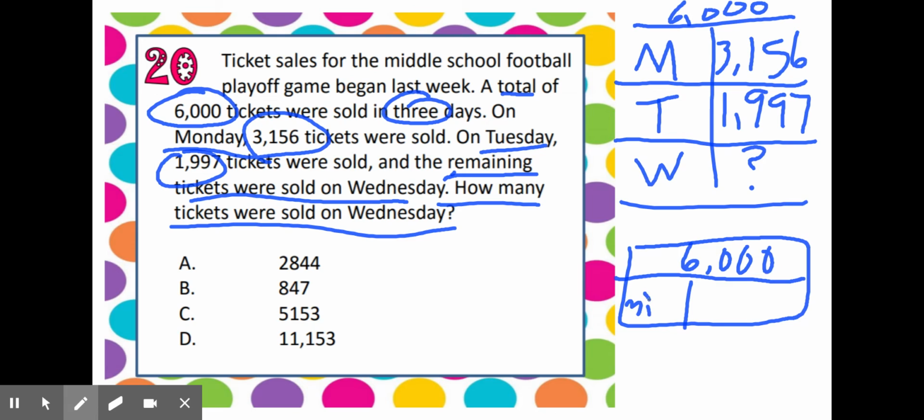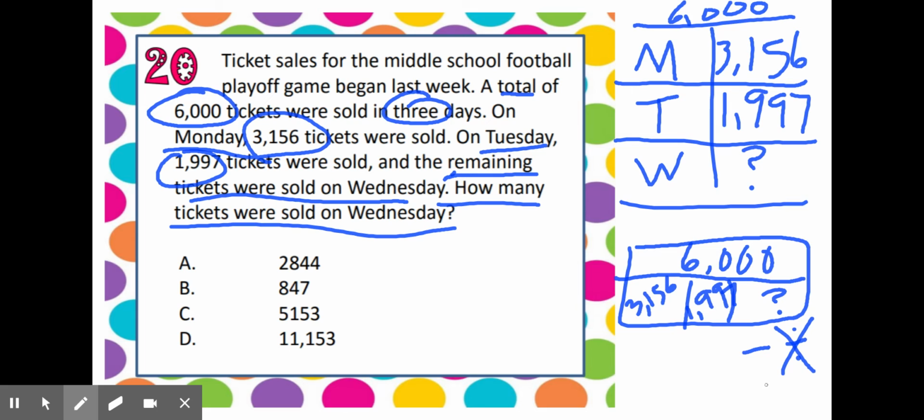Monday was 3,156. Tuesday was 1,997, and we don't know Wednesday. Now remember, anytime we have a strip diagram and we know the total and we're missing a part, then that's either a subtraction or a division strip diagram. Now I know I'm not going to divide because my parts are not the same number. In order for it to be division, these parts at the bottom would have to be equal or the same, and they're not. So that tells me it's subtraction.